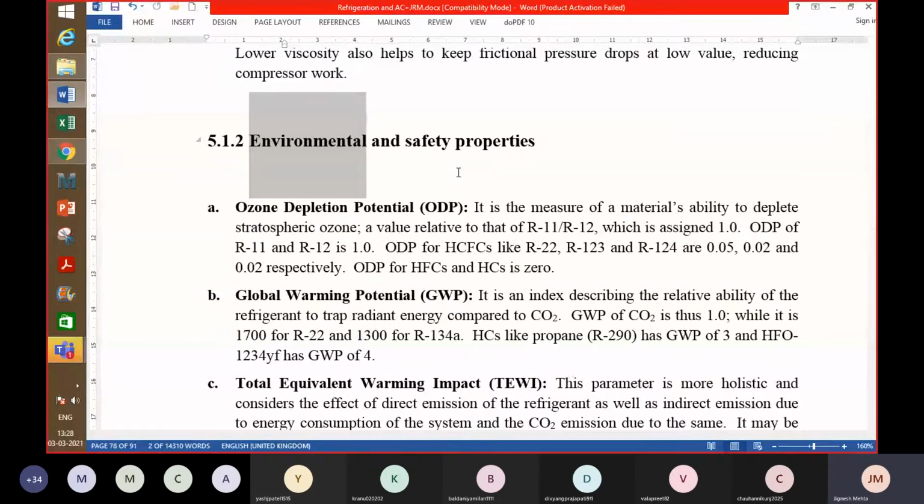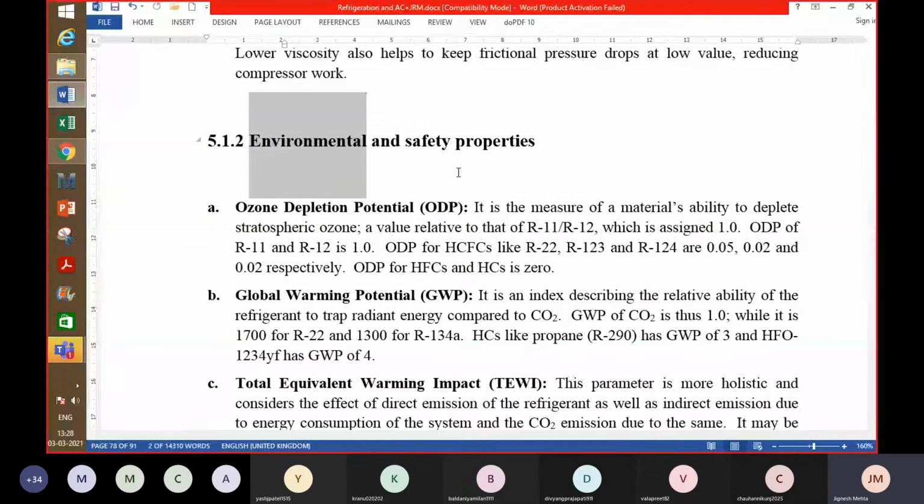Now there are HFCs, in which there is no chlorine, so only fluorine and hydrogen. So for all those HFCs and hydrocarbons, the ODP is 0. So from point of view of ODP, all HFCs and HCs are acceptable.